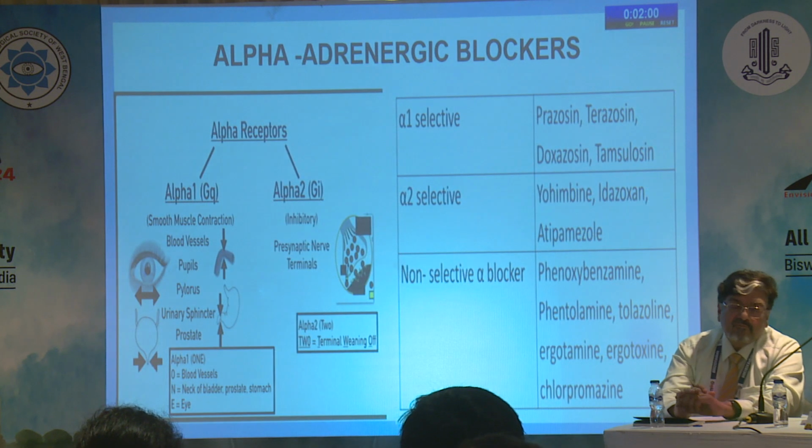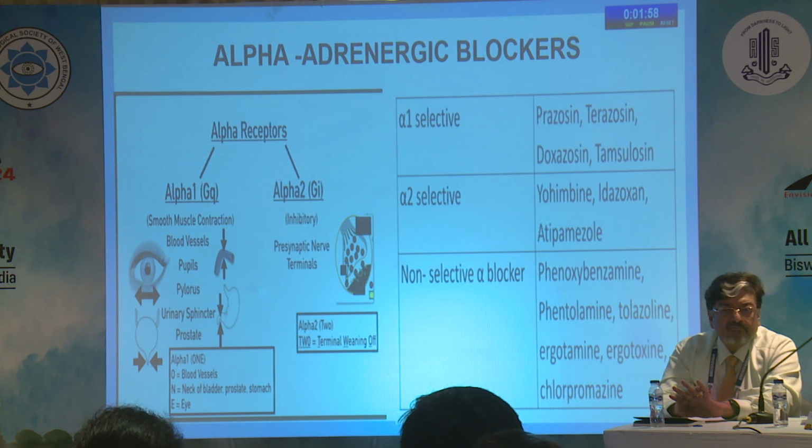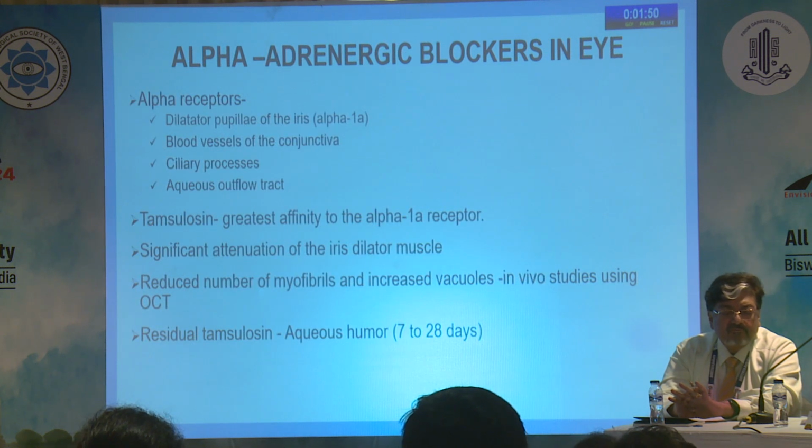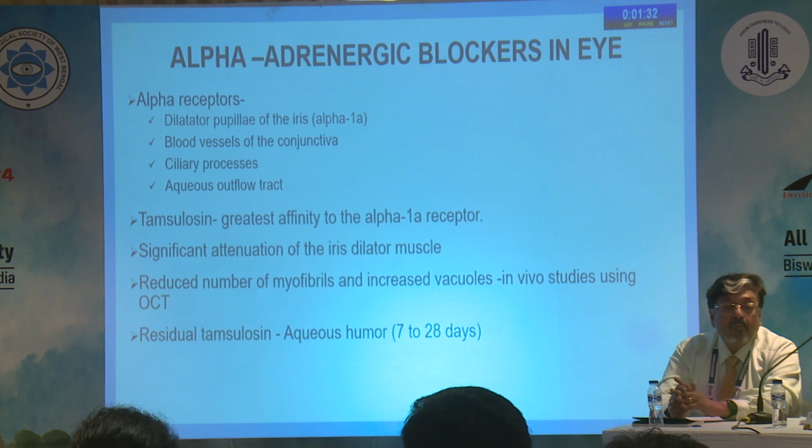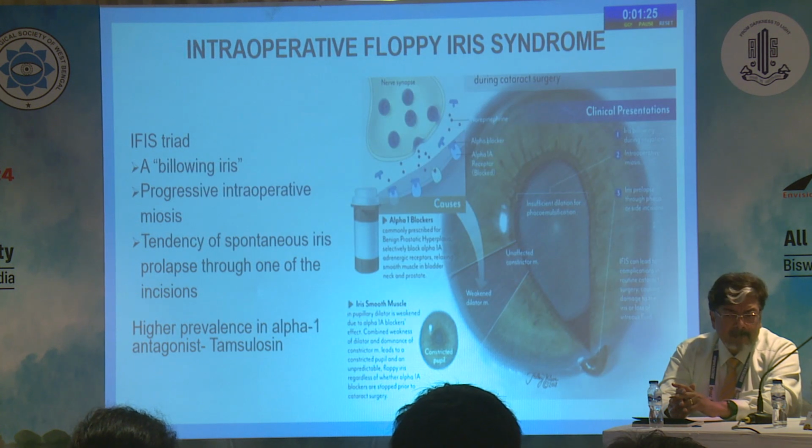Just coming to a brief discussion, the alpha-adrenergic blockers, alpha-1 and alpha-2, out of which tamsulosin, terazosin, prazosin are alpha-1 selective. The effect of alpha-adrenergic blockers in the eye is on the blood vessels of the conjunctiva, where tamsulosin has the greatest affinity to the alpha-1 receptors. So they lead to a reduced number of myofibrils and increased vacuolation, which has been shown in in vivo studies using the OCT. And in fact, tamsulosin remains for a residual period in the aqueous humor, 7 to 28 days, even after stopping of the therapy.